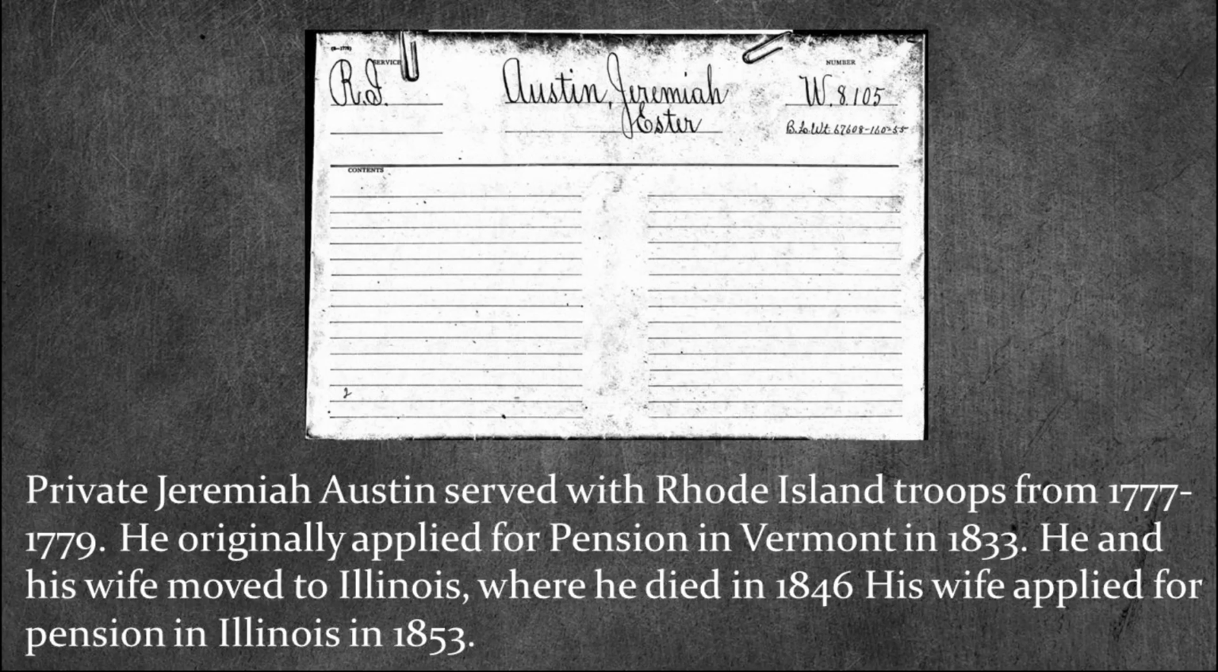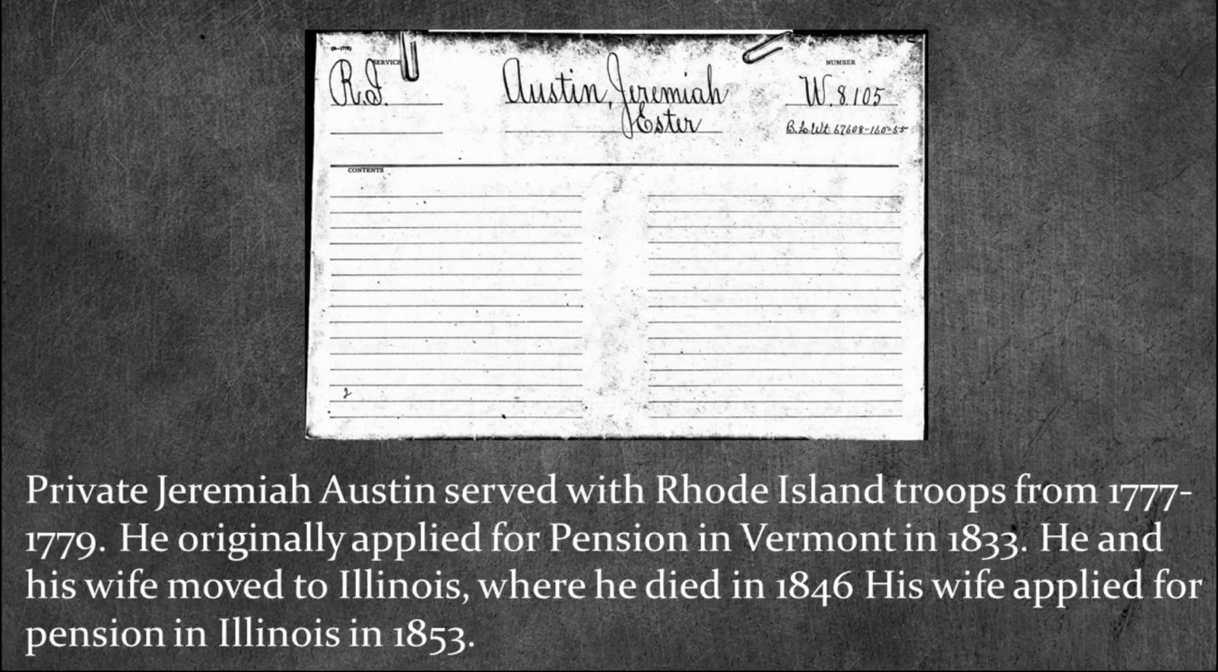So when you're in Heritage Quest, it's not very obvious necessarily how to get to the next page. You have to click on the arrow in the upper center of the screen in order to advance from one page to the next. So through the process of reading Jeremiah Austin's pension record, it does say that he served from the state of Rhode Island. It says that he served from 1777 to 1779. It says that he originally applied for his pension in the state of Vermont, which is why the index says Vermont, even though he served from Rhode Island. That's why it was a little confusing for the patron. So he and his wife moved to Illinois in 1846, where he died.